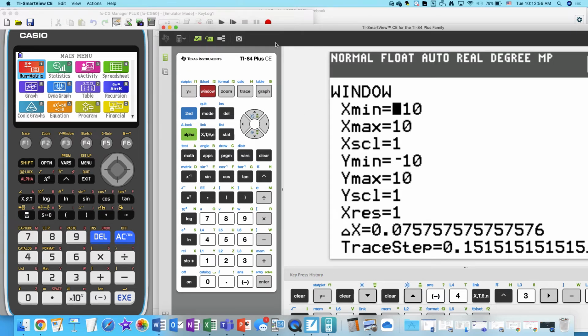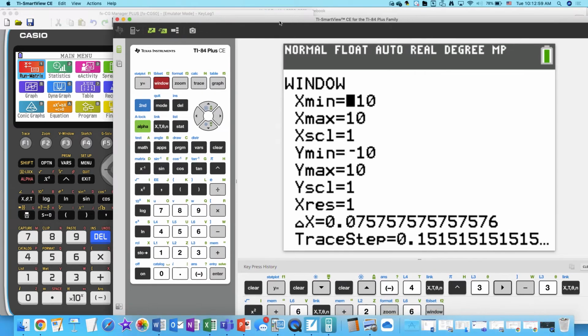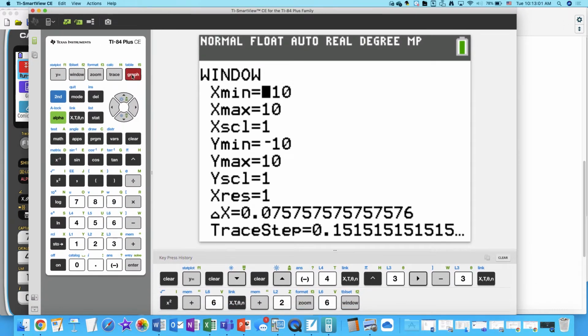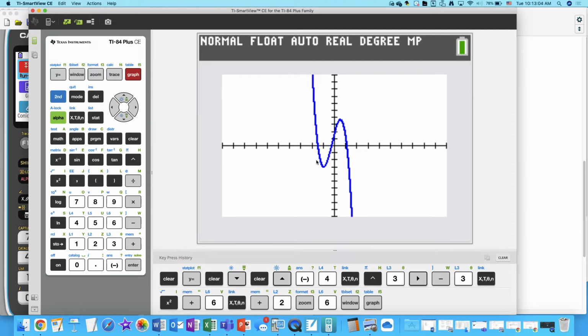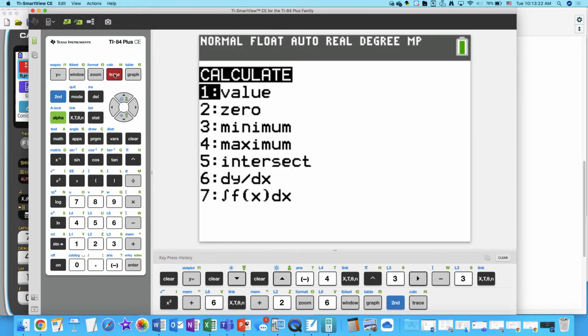Once you do that, you can start to figure out the information that we want to know. Let's start first with the max-min values. On the TI, everything you're going to want to find out about a graph is under the calc menu at the top. So you hit second and then the trace button. For max and min, it should be pretty obvious which to select off this menu. If you're looking for a min value, you select 3. If you're looking for a max, you select 4. So let's start with the min point.